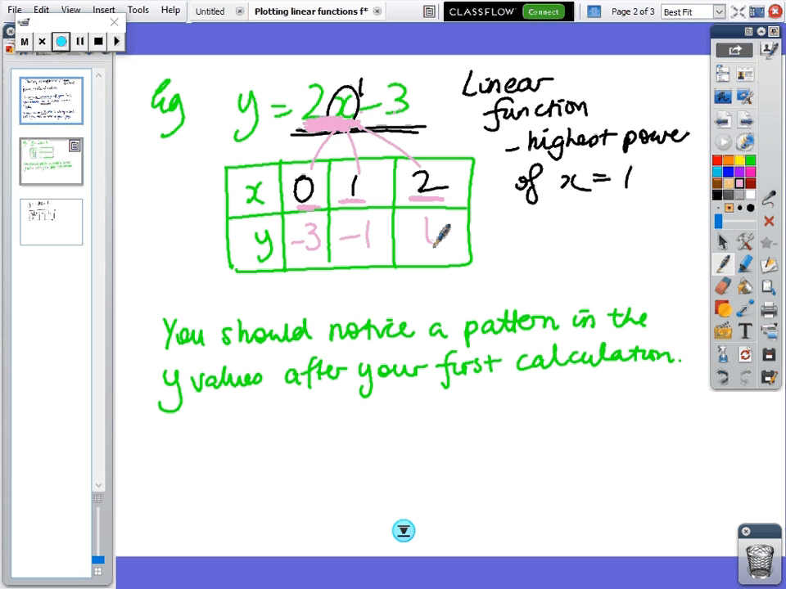Okay. Now you should notice that there's a pattern. The pattern is that the y values are going up in 2s, and that's that number there. So the x numbers are going up in 1s, 0 to 1 to 2, but the y numbers are going up in 2s. And the reason it's going up in 2s is because that number is a 2.